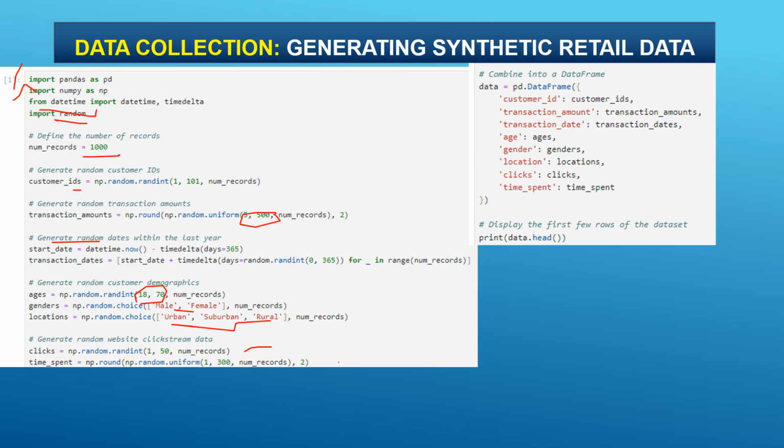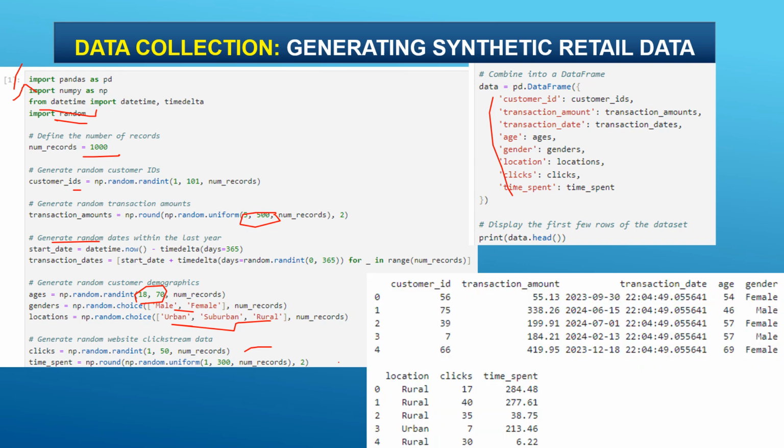All the generated data is combined into a pandas data frame with appropriate column names. The first few rows of the dataset are printed to the console to verify the generated data. These are age, transaction, gender, clicks, and how much time they spend; all are there.